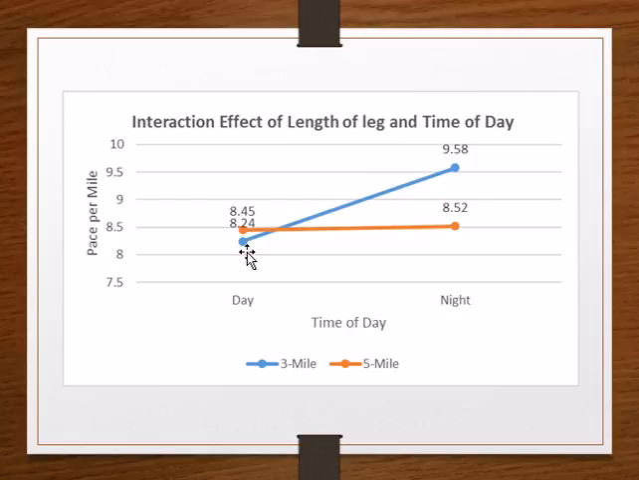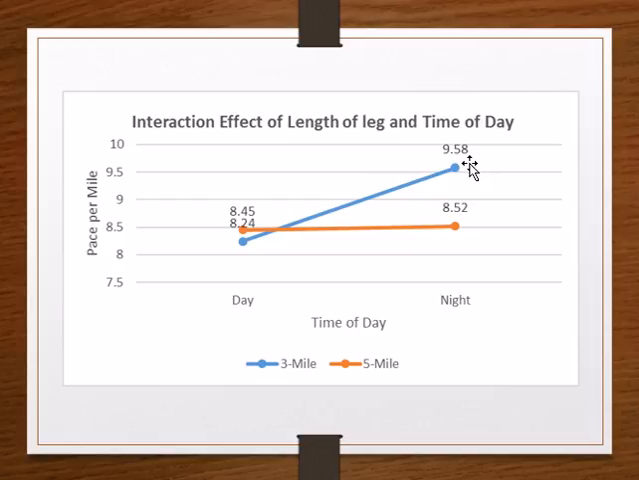So we had seen these main effects, but when we look at this graph, we're really not seeing relationships until we get to this area right over here. This is where all the action is actually happening. The pace per mile for the 3-mile run at night is 9.58 minutes per mile, and the pace is 8.52 minutes per mile for the 5-mile run at night. So something's happening here that's unexpected.